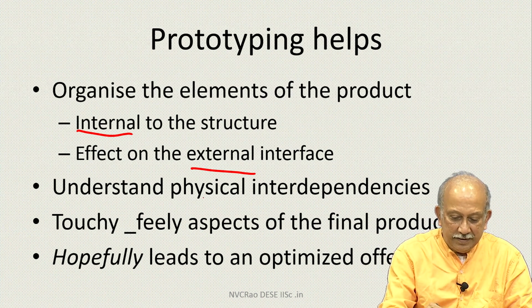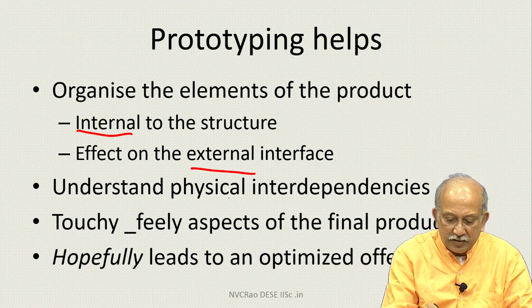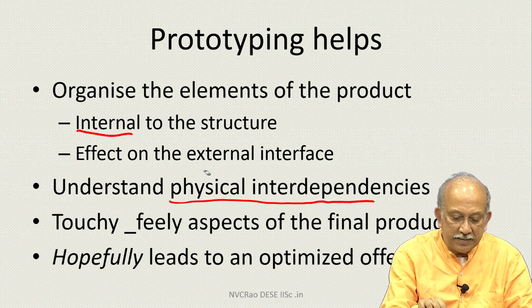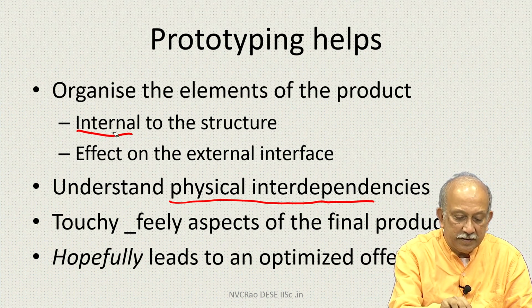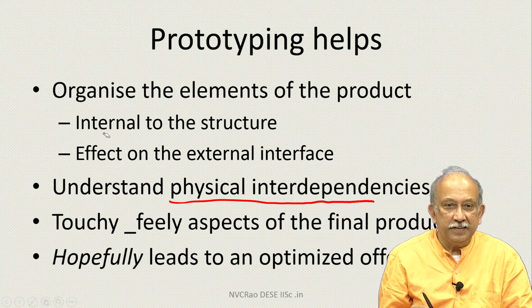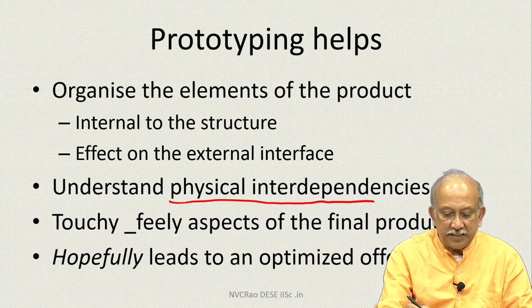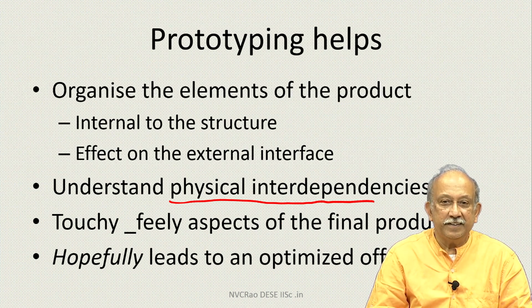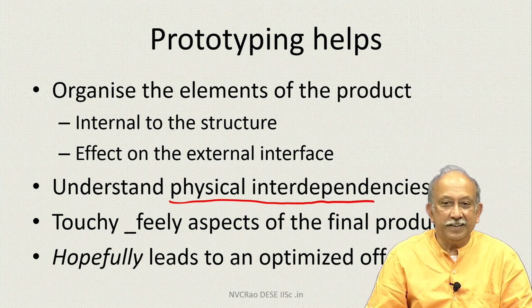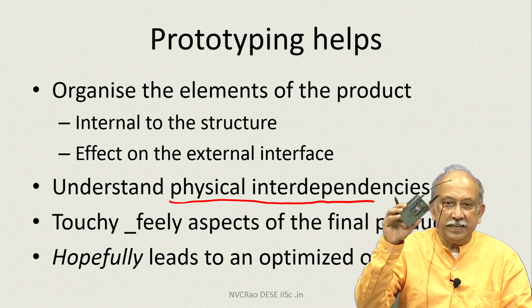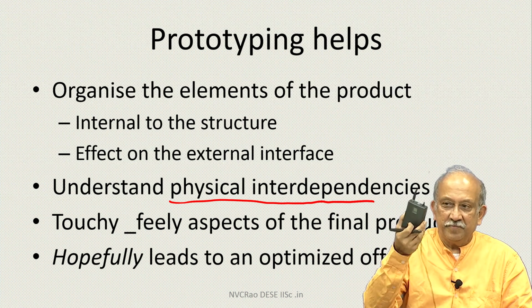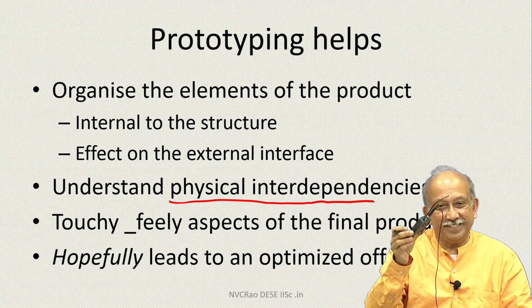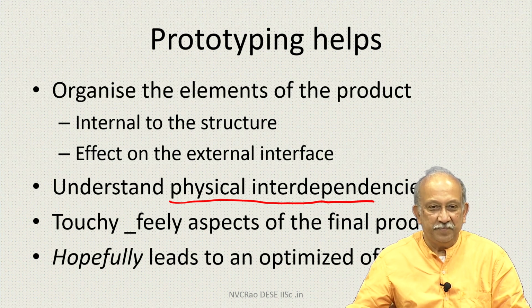So, we have loosely used the word physical interdependencies. Physical interdependencies talk about how things internal to the structure affect the external dependency. So, even a small thing like this wireless which I am carrying, everything depends on everything else. So, we know about it.